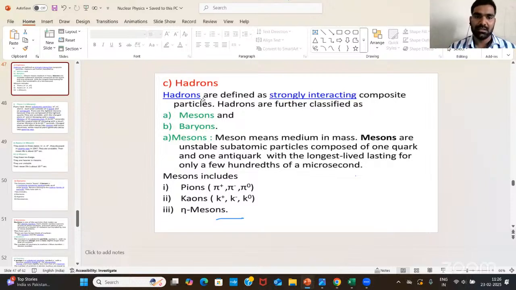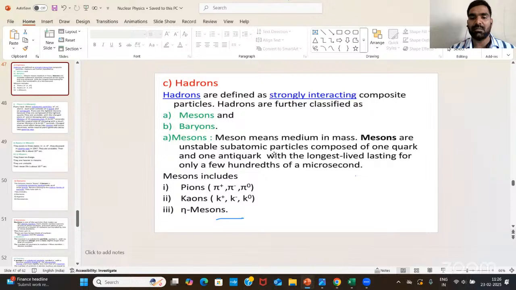Hadrons classification. Hadrons are defined as strongly interacting composite particles. Hadrons are further classified as mesons and baryons. So hadrons are strongly interacting ones. Mesons means medium in mass. So mesons will be having medium mass.